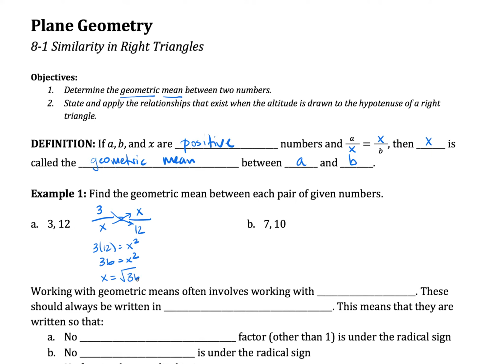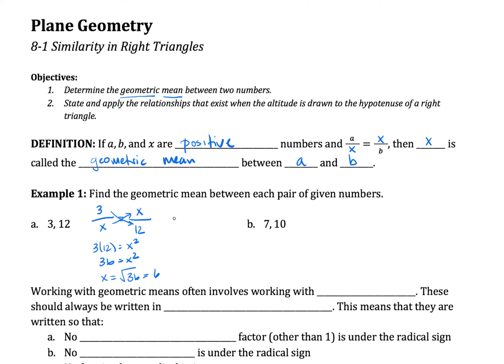Now we get a little bit lucky here because 36 is actually a perfect square. Some numbers are perfect squares, others are not. This one is a perfect square, and what that means is the square root of this number is an integer, and in fact it is 6. Technically it's positive or negative 6, but up here in the definition we see that x is a positive number, so we only care about the positive square root of 36, which is 6. So 6 is our geometric mean between 3 and 12.